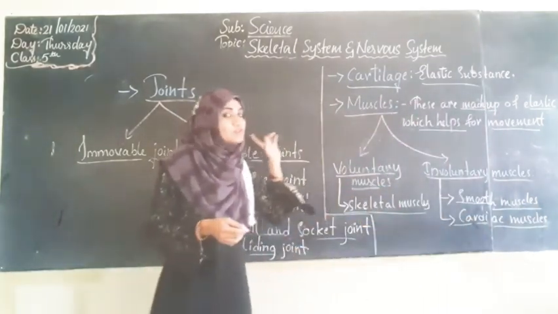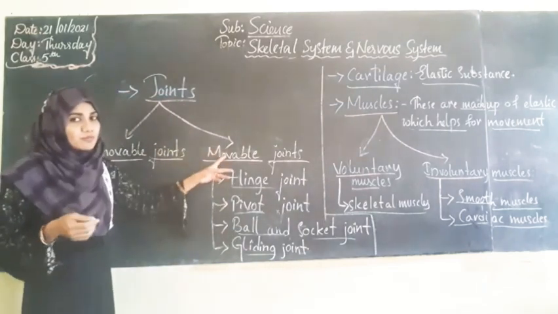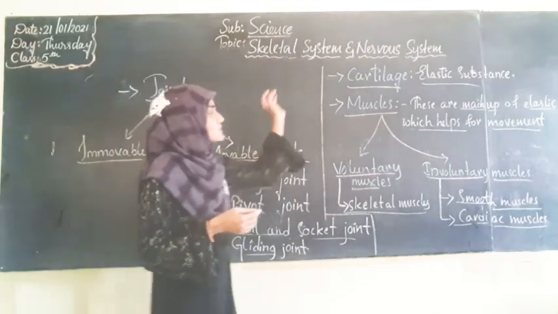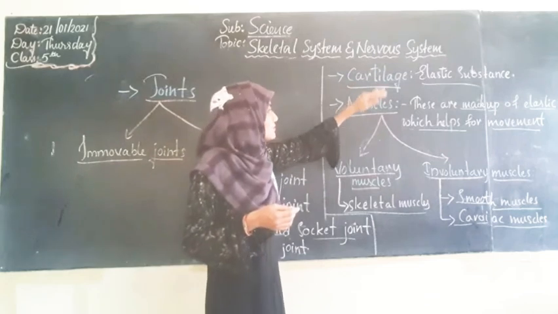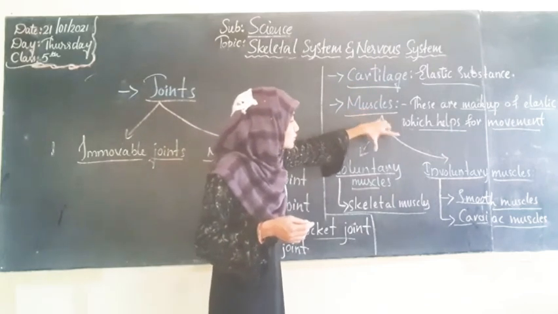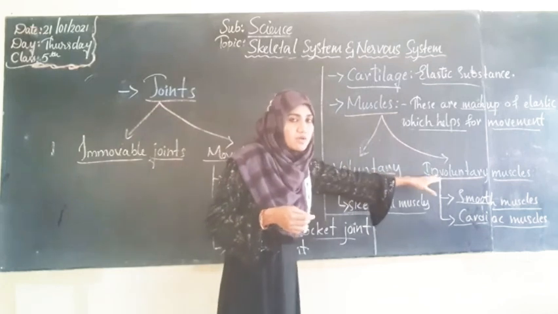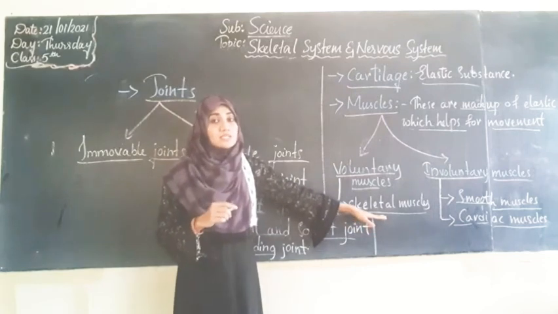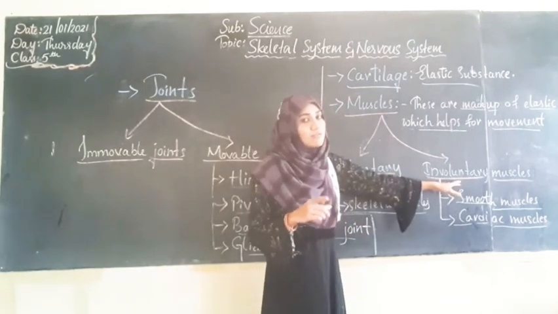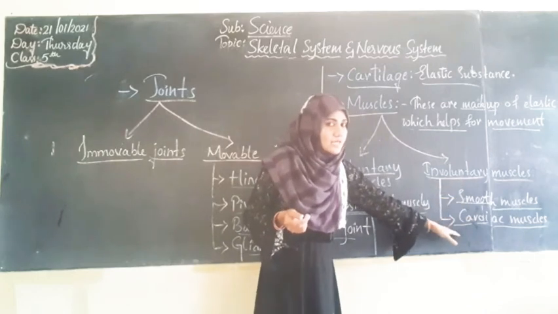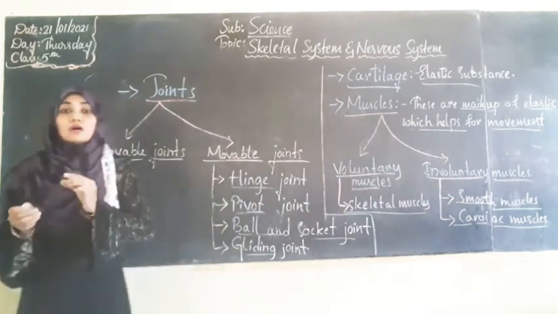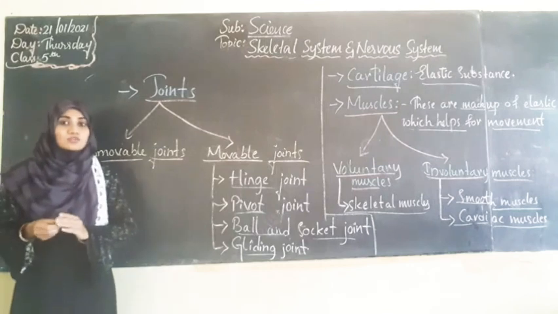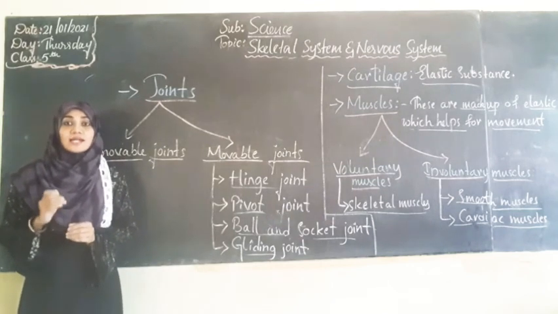So joints are divided into two, movable and immovable. In movable joints, hinge joint, pivot joint, ball and socket joint and gliding joint. Next we shall read about cartilage, and after cartilage we will go to muscles, with two types, voluntary and involuntary. Voluntary has skeletal muscle, whereas involuntary muscles are of two types, smooth muscle and cardiac muscle. Now you have to look and listen carefully to each and every point, and note it down in your explanation book. Understand the concept well.